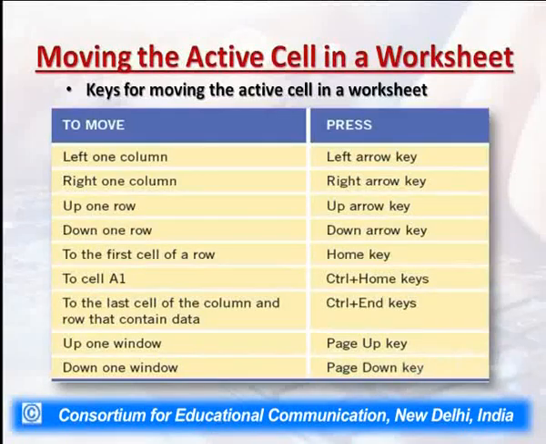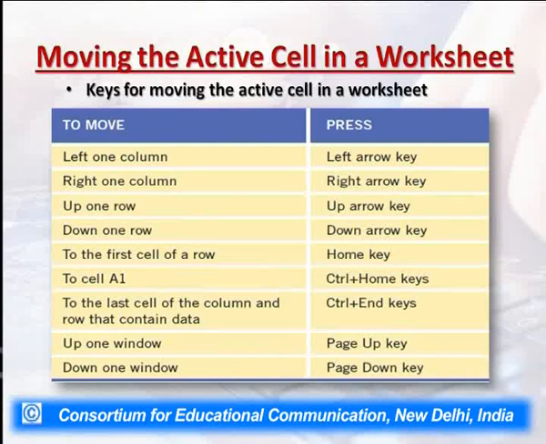So, here what you see is how you can navigate through the worksheet and how you can move the active cell in a worksheet. If you want to move just one column left and right, you just use the left and right arrow key, up and down use the up and down arrow key. If you want to go to the first cell of a given row, then the command that you use is the down arrow key. If you want to move to the first cell of the row, you go to the home key.